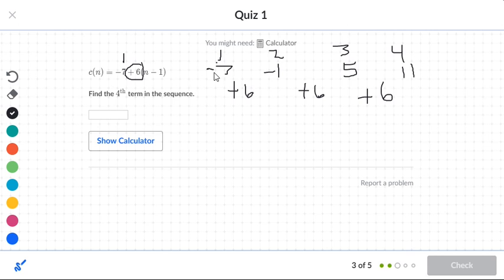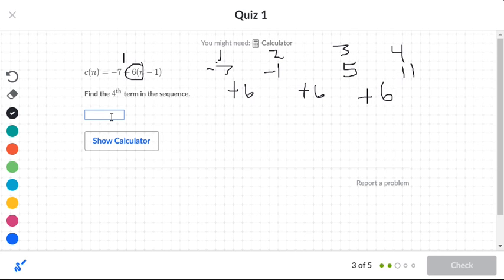So remember, we start with the negative 7. Negative 7 plus 6 still is a negative 1. You owe 7, you only paid back 6, you owe 1. But this time you're paying 6, so you're going to take 1 from the 6, you're going to get a 5, and then 5 plus 6 is 11. So 11 should be our fourth term.